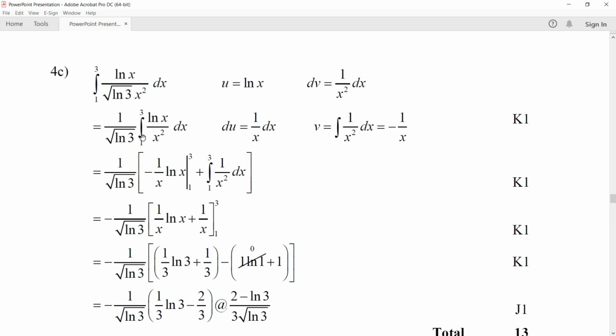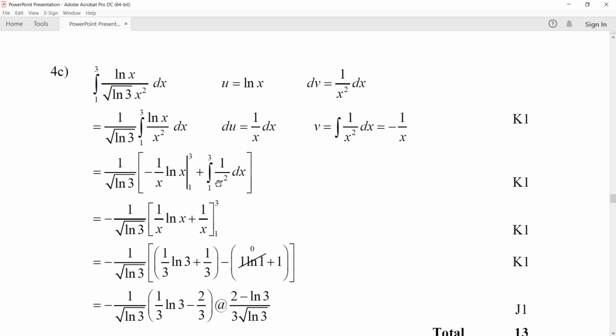Okay, as you can see here, this one you have to integrate by using integration by parts, where by using the log part, u is ln x and dv would be 1 over x square. Don't make a mistake, because x square is at the bottom, so it becomes 1 over x square dx. Okay, so you let u and dv and then you differentiate and integrate, this is 1 mark. Okay, after that you use the integration by parts formula, you will get this 1 mark.